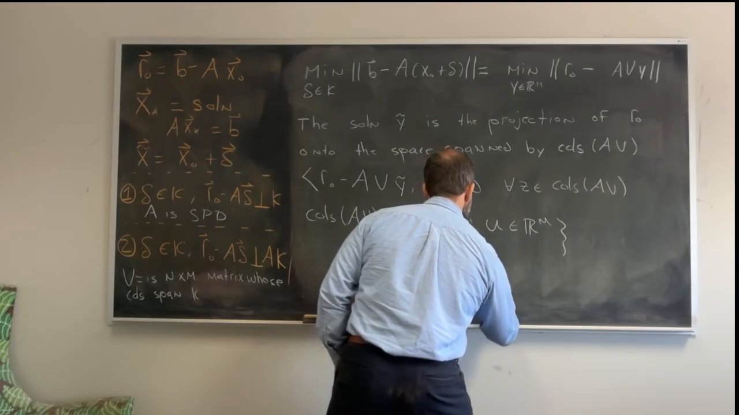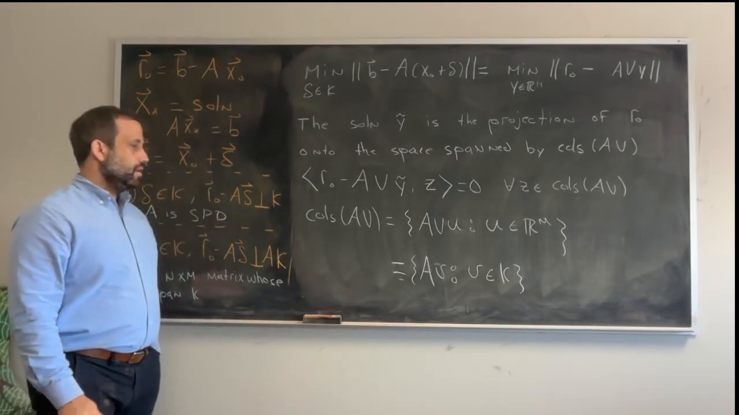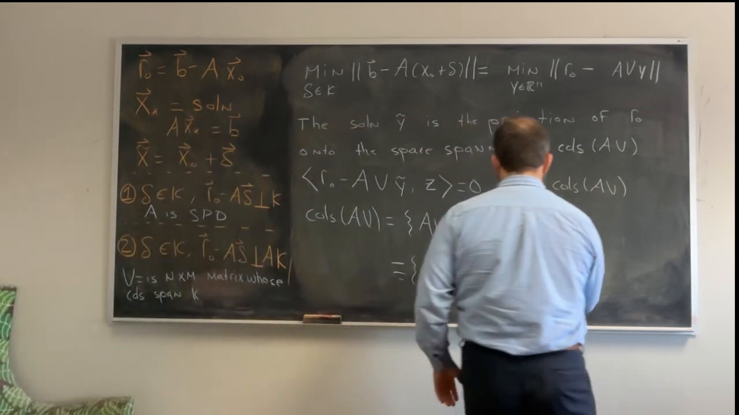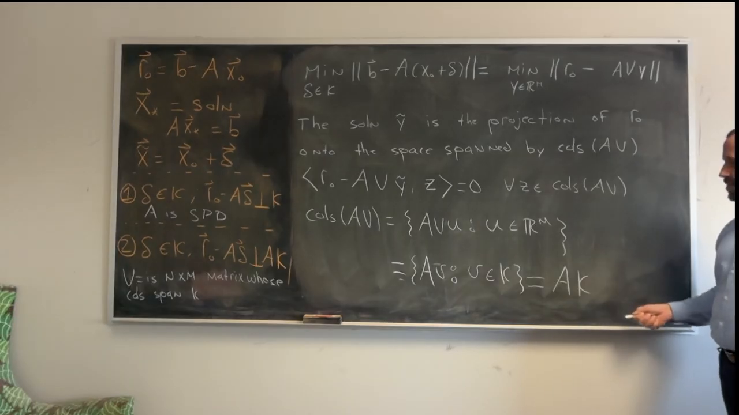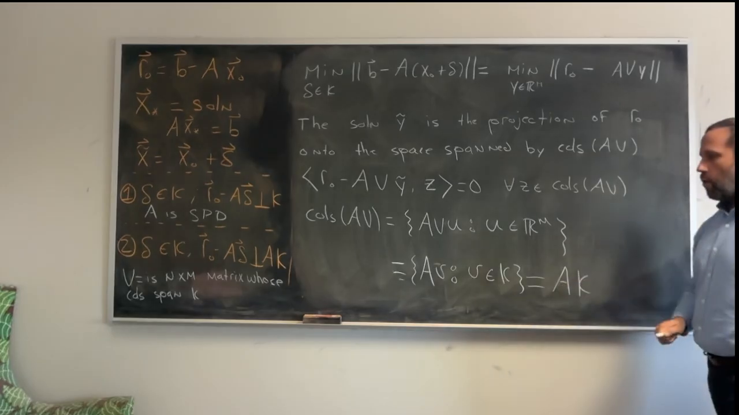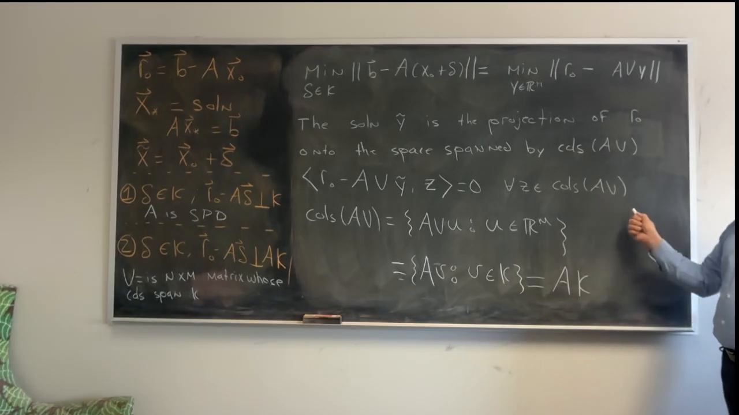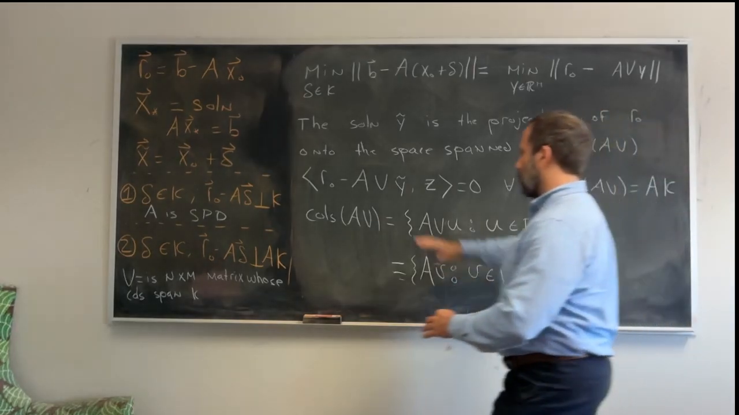as V runs through the vector space K. But this is exactly equal to A times K. What does this mean by definition? It just means you take every vector in K, you do A times V, and that's all of the elements of this set A times K. So in other words, the column space of A times V is equal to A times K.